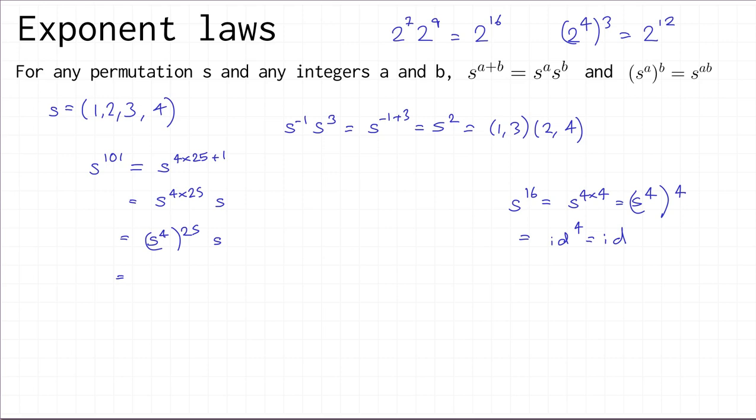Okay, as we just said, S to the 4 is the identity. So what you've got there is the identity to some power times S, and of course composing the identity with itself however many times, you always get the identity. So this is just the identity times S. Let's put the composition symbol in there just to make it a bit clearer. And the identity composed with S, you know that composing with the identity doesn't do anything. So you've just got S again. So these exponent laws can be kind of handy, can be useful when you want to compute powers of permutations, because they can save you a lot of effort.